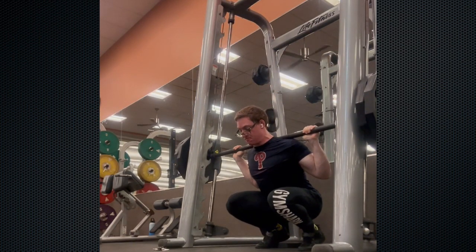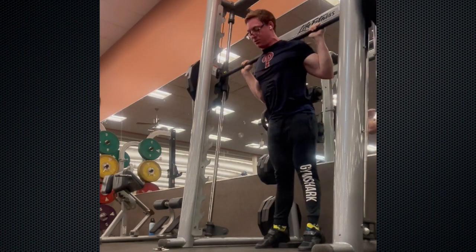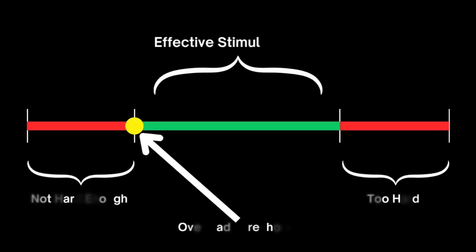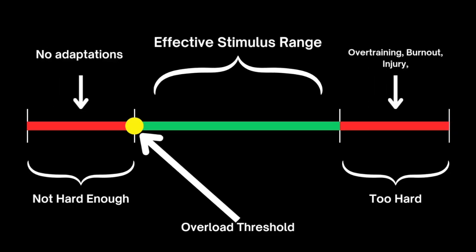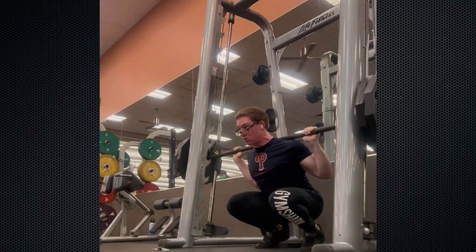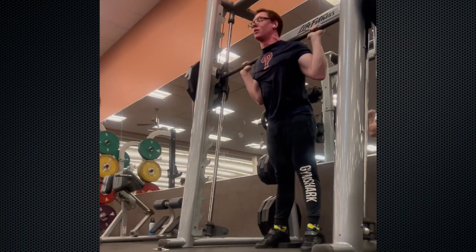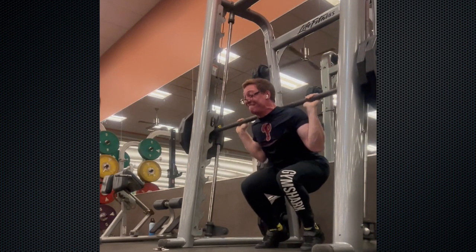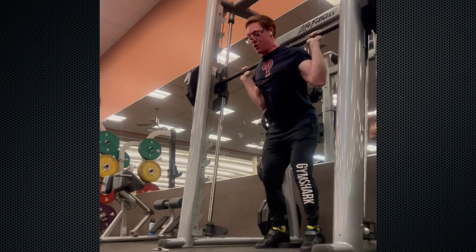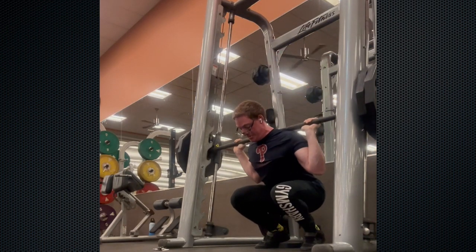This means that your training must cross a threshold of difficulty that we call the overload threshold. The overload threshold is the beginning of something called the effective stimulus range. The effective stimulus range is a difficulty range that is hard enough to stimulate adaptations, but not hard enough to cause overtraining, burnout, or injury in the short term. It is only by training within the effective stimulus range that you will be able to create changes in your body. Training within this range for too long, however, can cause some very unpleasant side effects that we want to avoid, which we will talk about more in a little bit.